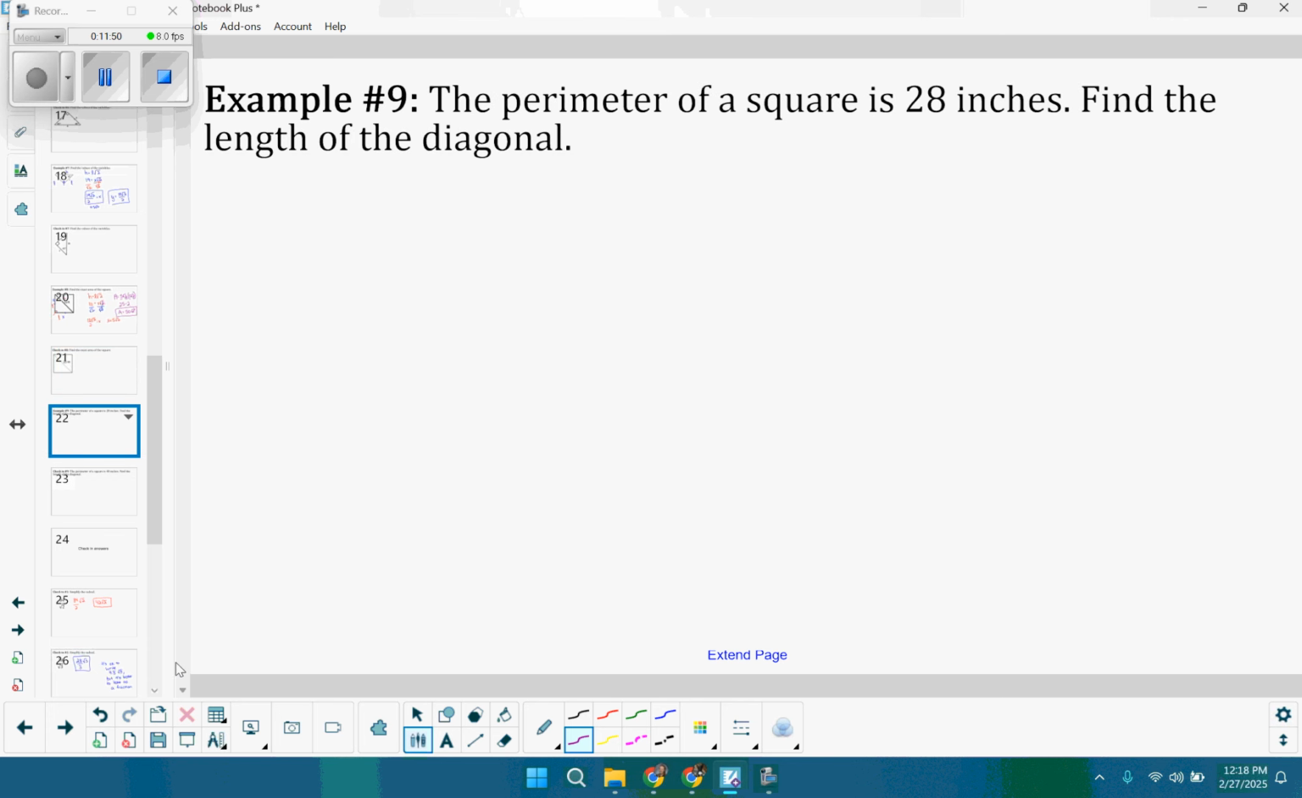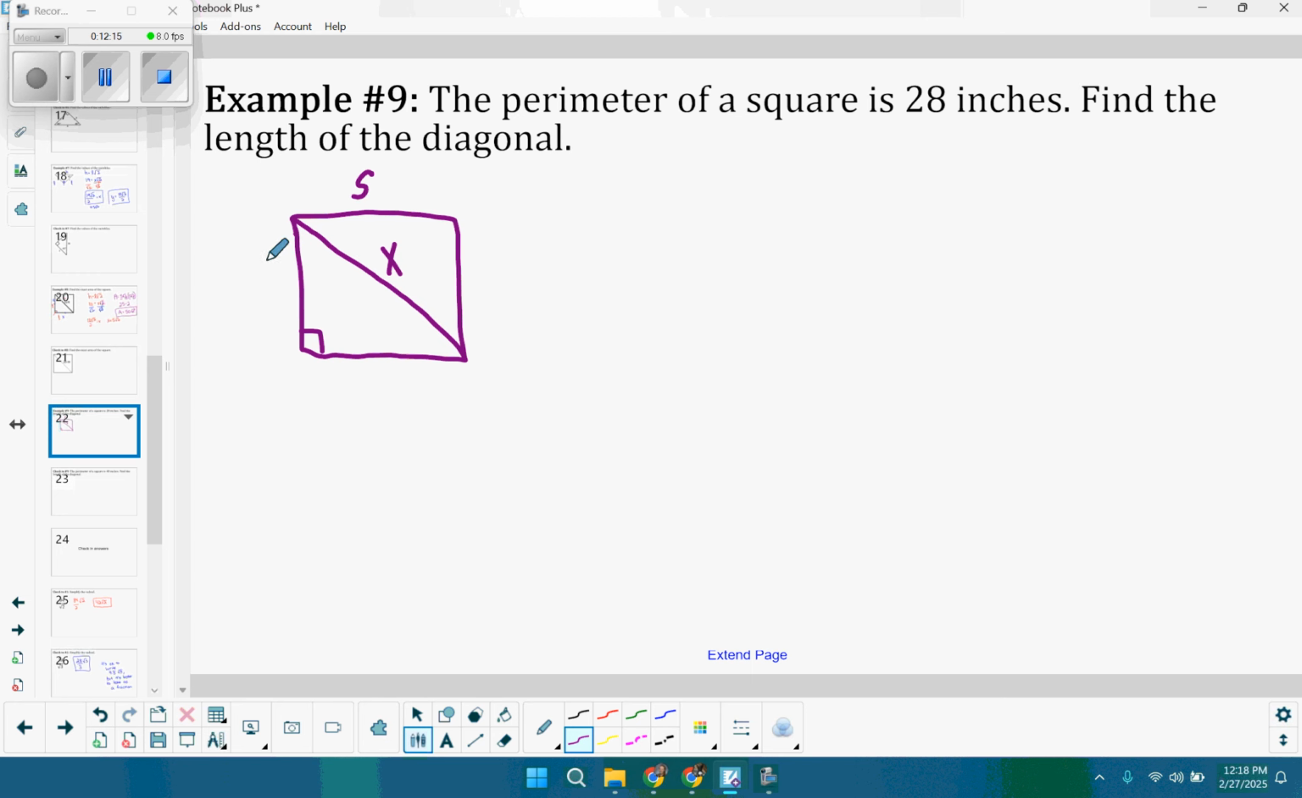The last example: the perimeter of a square is 28 inches. Find the length of the diagonal. So if we sketch out what they're describing, we know we have a diagonal in a square, so that's going to be part of a 45, 45, 90 triangle. The diagonal is what we don't know. I do technically know the lengths of the sides.